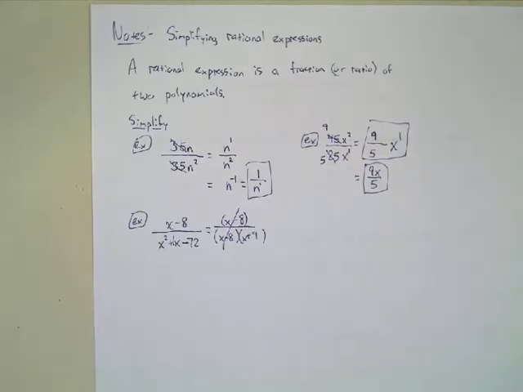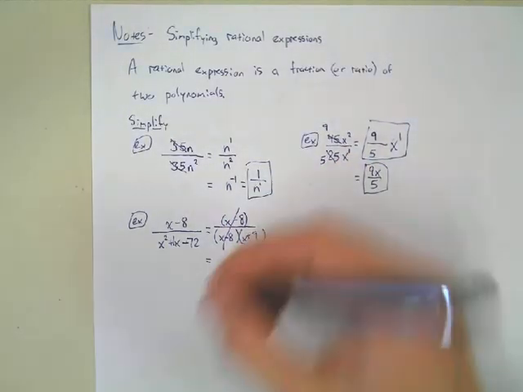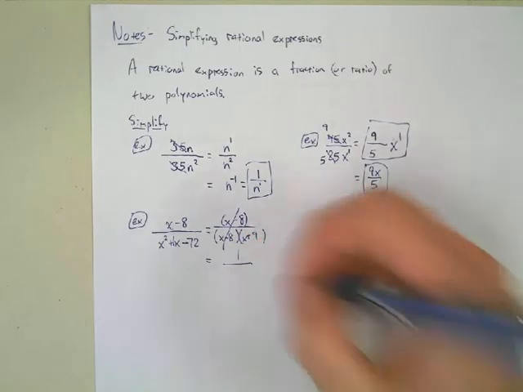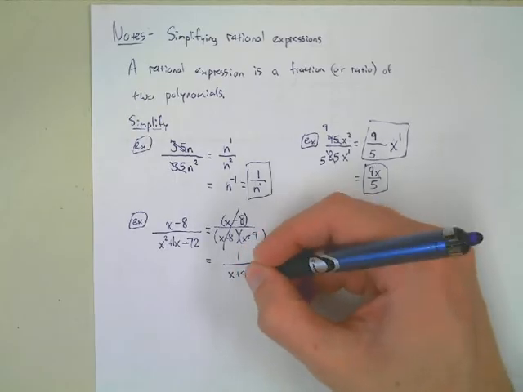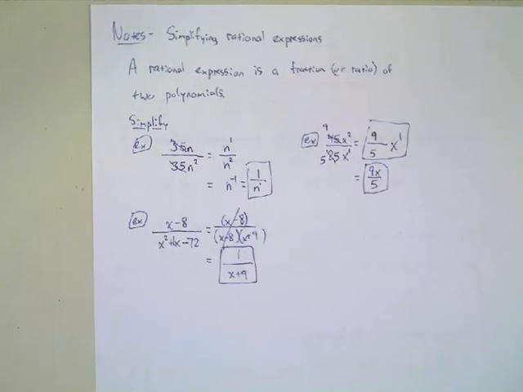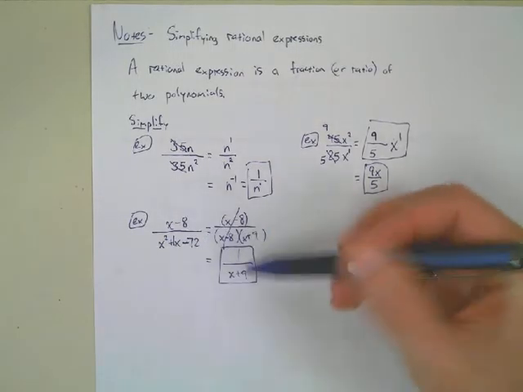The x minus 8s cancel, which leaves us with what in the numerator? A 1. And what is left in the denominator? X plus, careful, not x plus 8, x plus 9. Yeah, x plus 9. And that's our final answer. You see that? It simplifies. So we started with some crazy polynomial, and now we have a slightly more simplified polynomial.